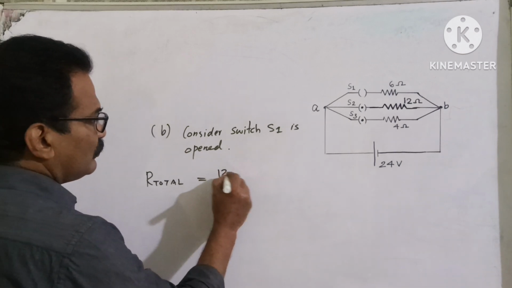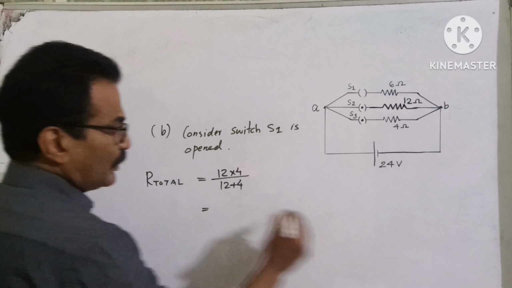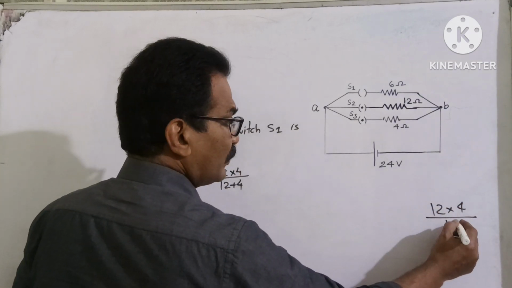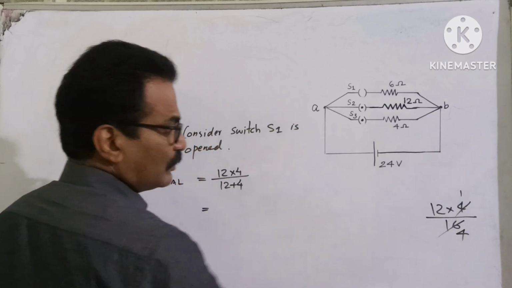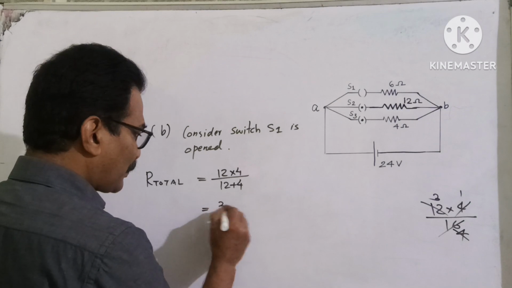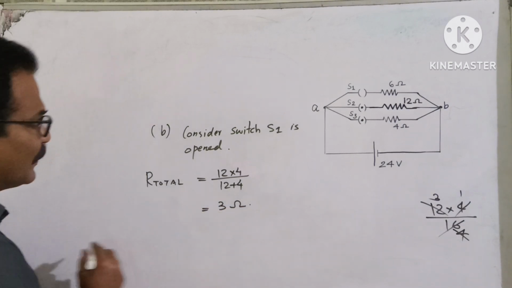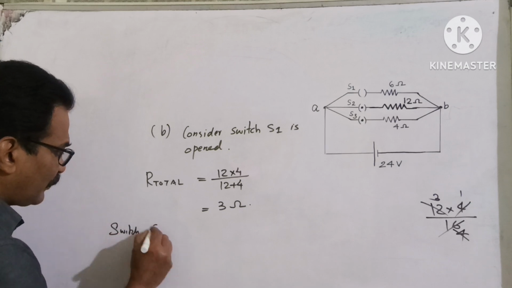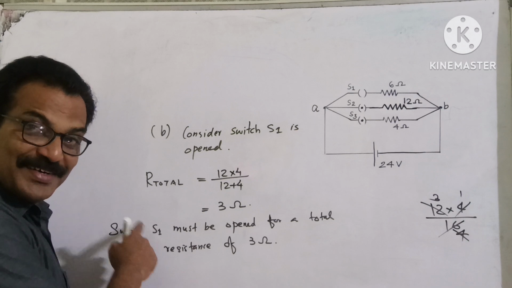Then total resistance is equal to 12 into 4 divided by 12 plus 4. That means 12 into 4 divided by 12 plus 4, that is 16. This will be cancelled. Yes, 3 ohm. So what will be our response? Switch. So this is the answer. Yes or no?